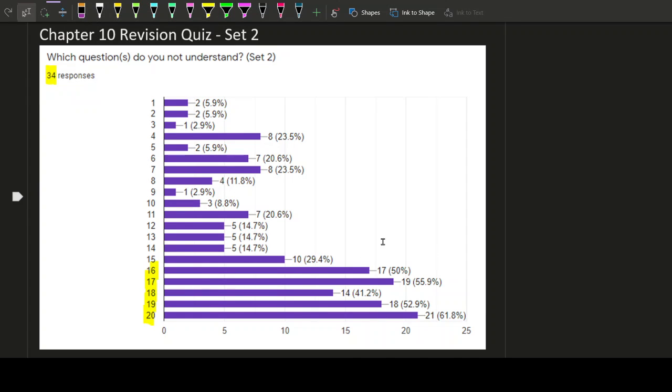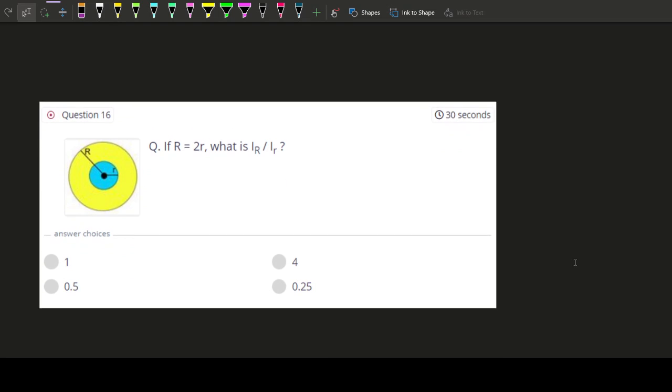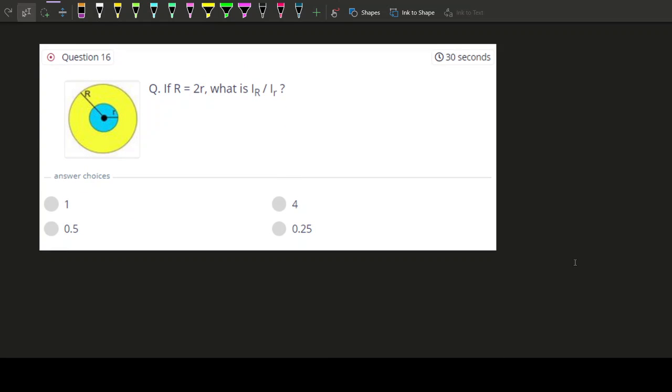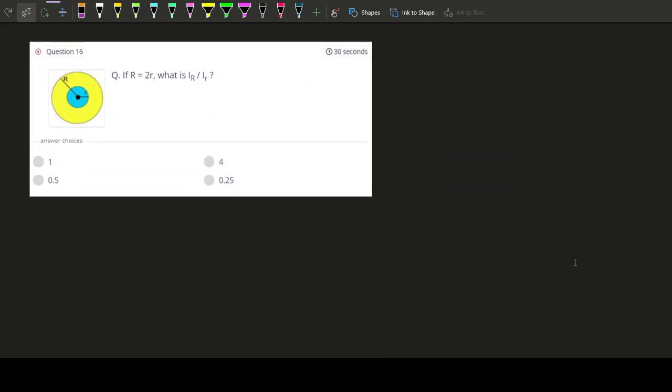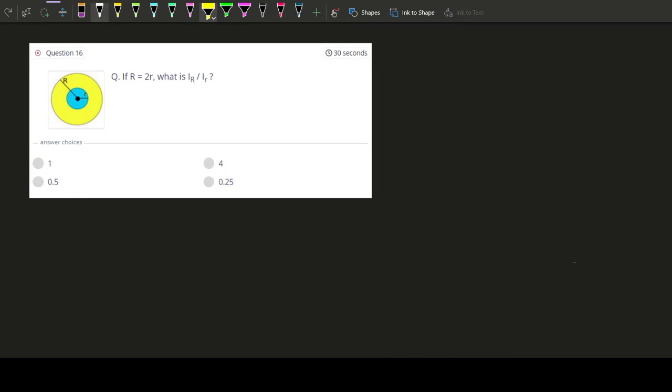Okay, so let's move on to question 16. Question 16 says if capital R is 2 times of small r, what is the ratio between intensity of capital R over intensity of small r? So let's try to figure it out. The relationship that you know here is that R is equal to 2r. Then what you want to find out is I_R over I_r. This is the relationship that you want to find.